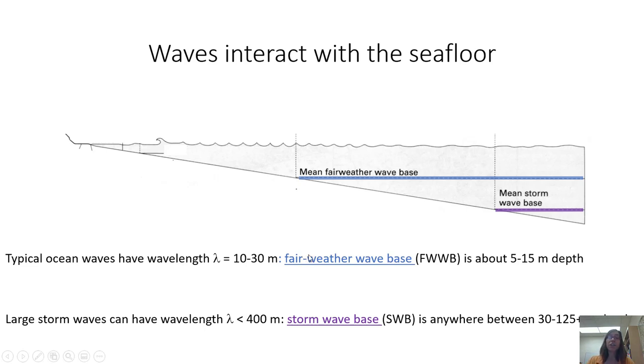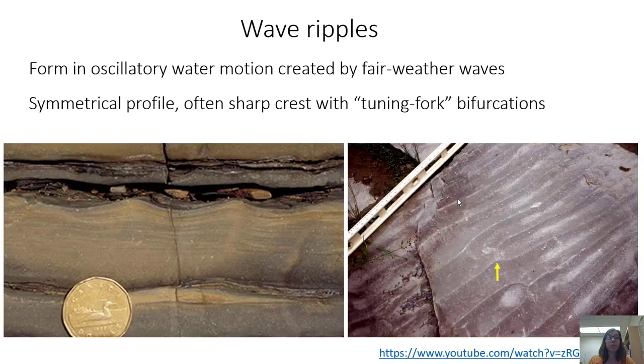And these different types of waves, typical ocean waves and large storm waves, leave behind different sedimentary structures. So we're going to explore some of those now. Wave ripples form in oscillatory water, and that's created by these fair weather waves that we've been speaking about.